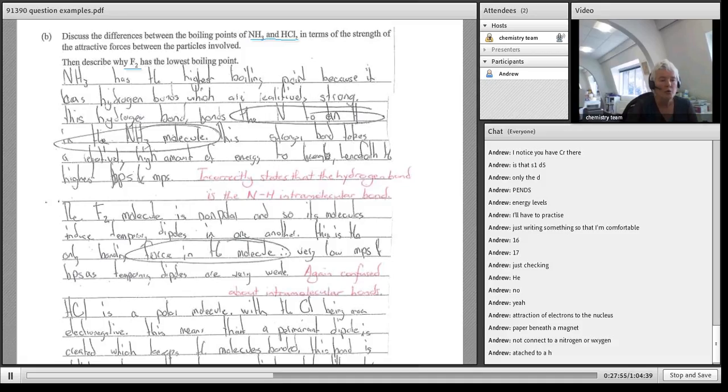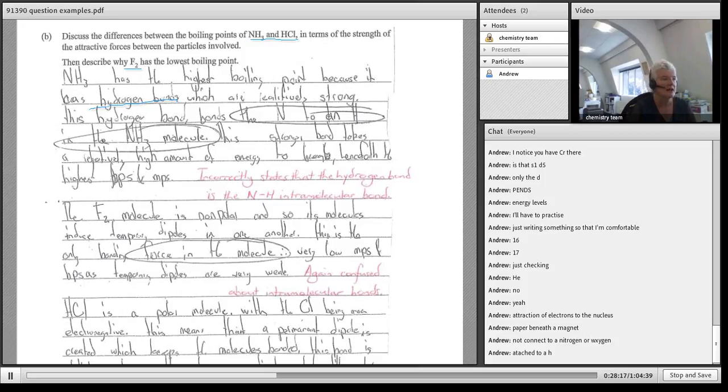Mention all 3 intermolecular forces. Don't just say intermolecular forces. Saying intermolecular forces for ammonia is higher than that for HCl or something like that is too vague. That's level 2 thinking. So you need to talk about all 3. So what has the student done? The student has correctly identified that it's got hydrogen bonding.